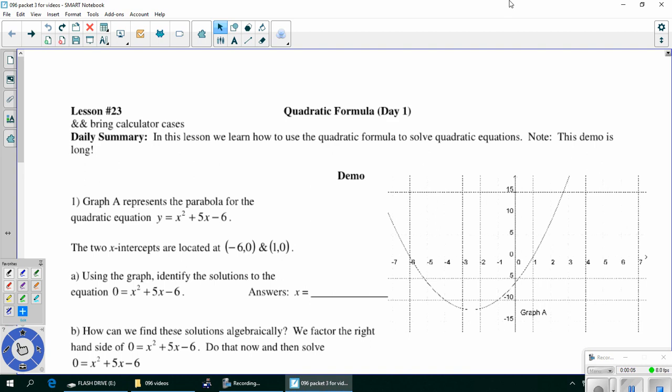Lesson number 23, daily summary. In this lesson, we learn how to use the quadratic formula to solve quadratic equations.